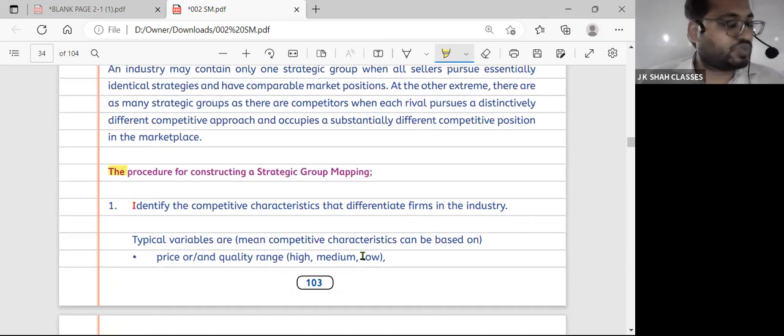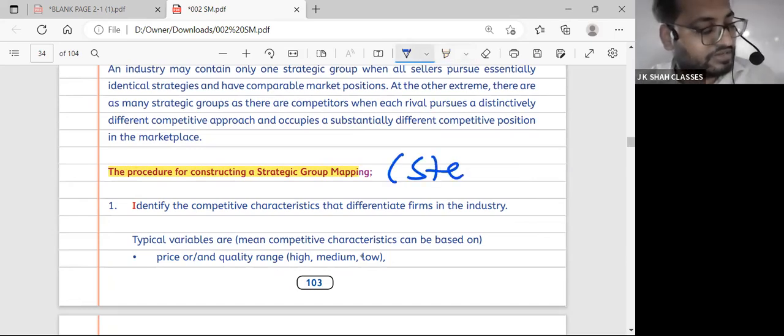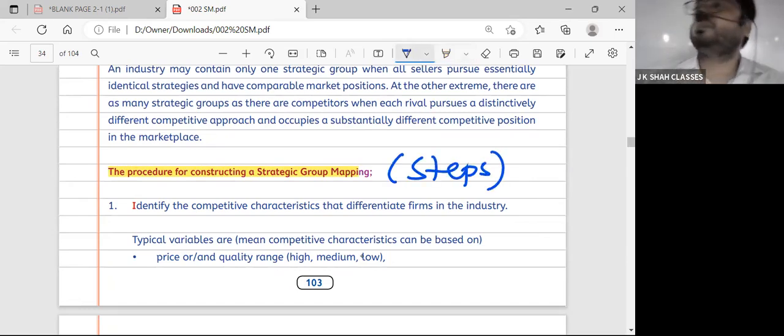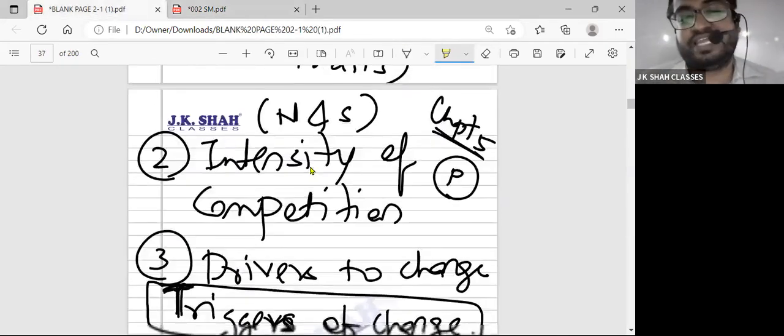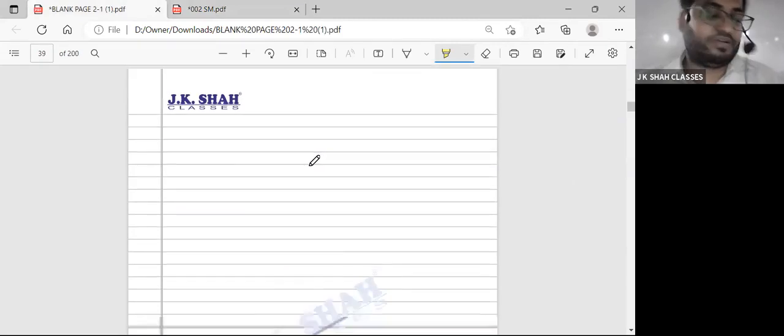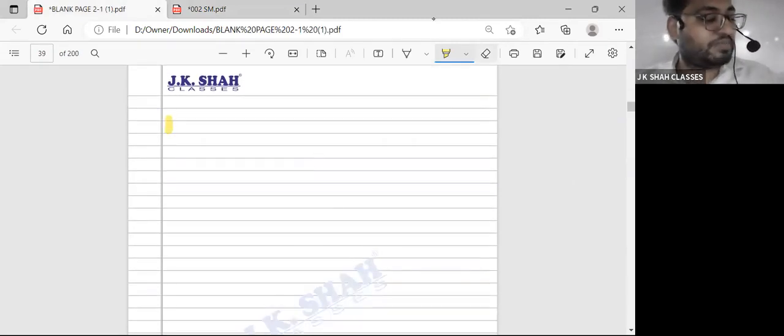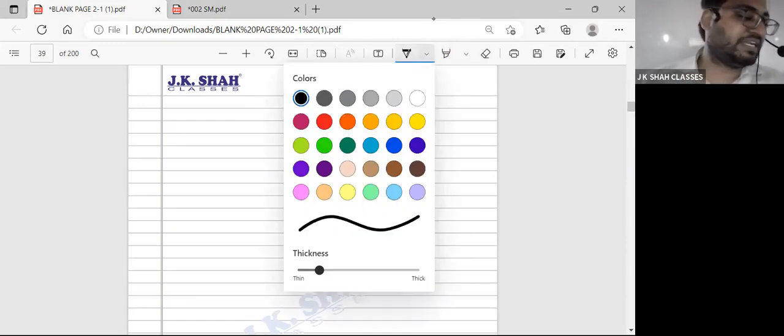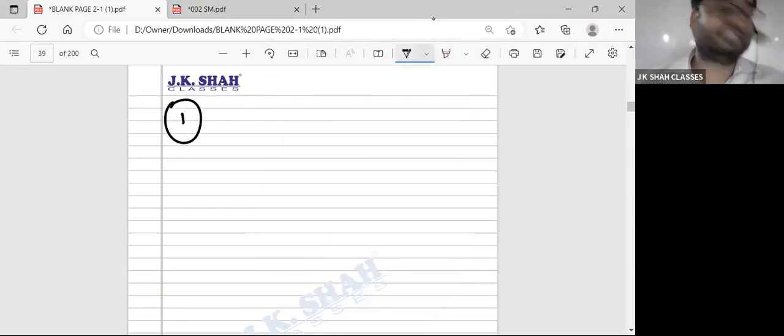Now I have to teach you this. The procedure for constructing a strategic group map. Procedure means steps. But for this, I need your help. Name a few telecom companies for me. I want only 6, not more than 6. So be selective in your answers.